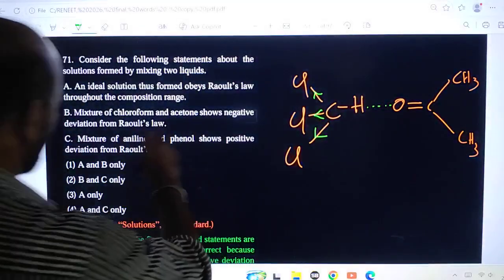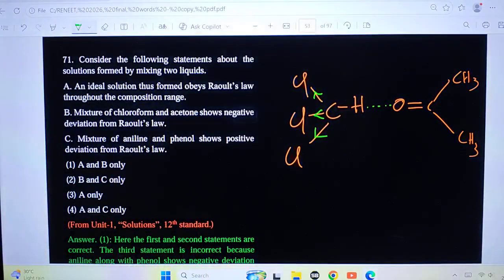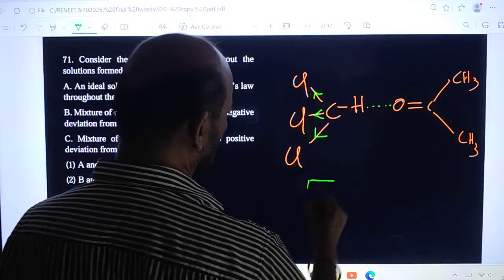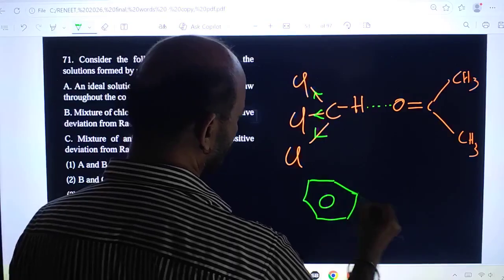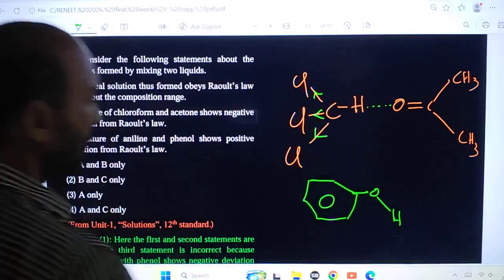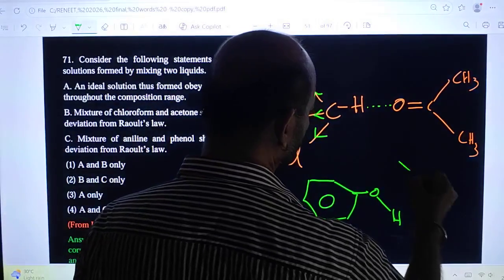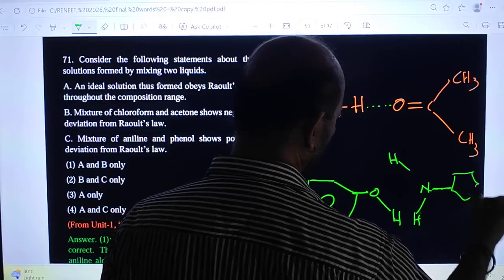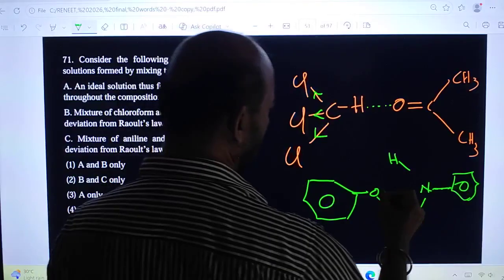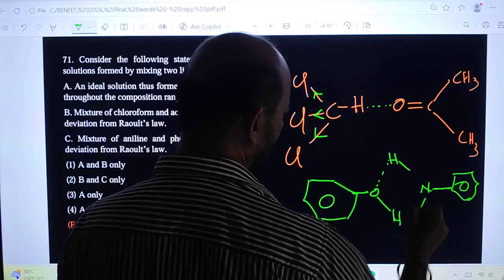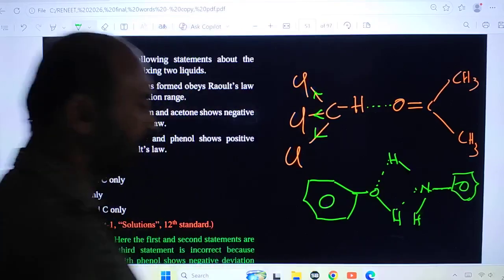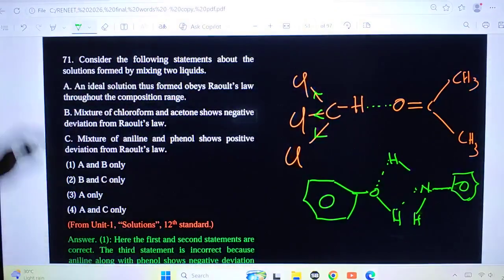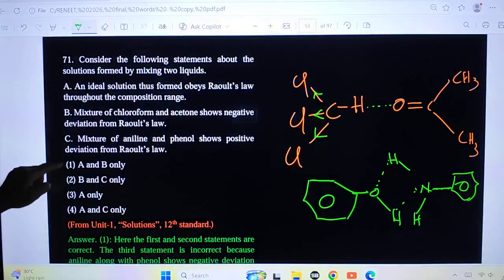Mixture of chloroform and acetone shows negative deviation from Raoult's law. Next, a mixture of aniline and phenol shows positive deviation. That must be incorrect. Phenol and aniline, NH2. There is every chance that hydrogen bonds are formed. Hydrogen bonds are there, so this pair also would show negative deviation. So only statements A and B are correct. Option 1 is the answer.